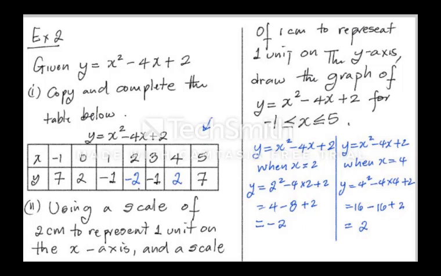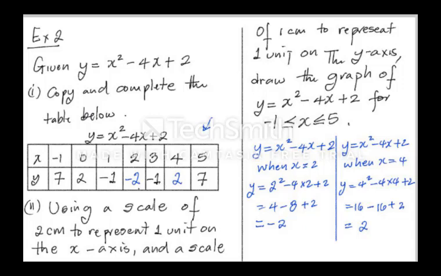Then we're asked, using a scale of 2 centimeters to represent 1 unit on the x-axis and a scale of 1 centimeter to represent 1 unit on the y-axis, to draw the graph of y is equal to x squared minus 4x plus 2 for values of x between minus 1 and 5 inclusive. All right, so we're asked to draw the graph.